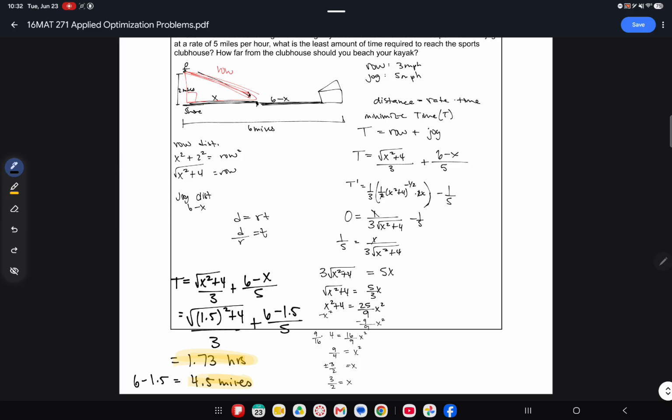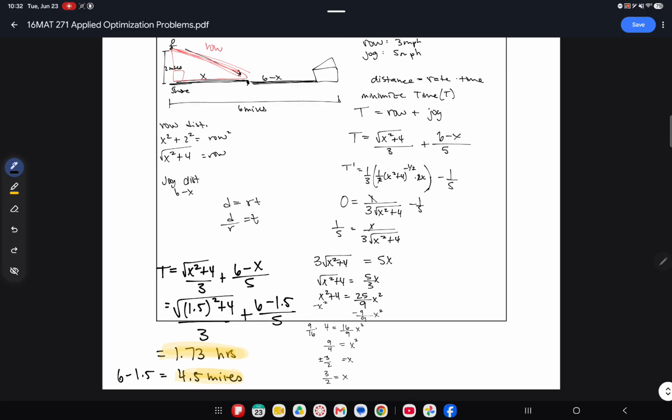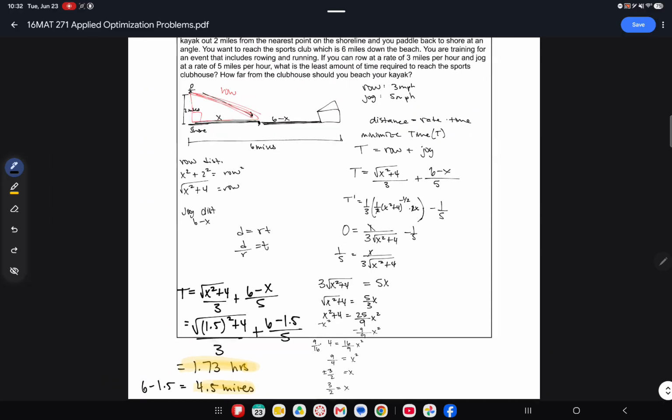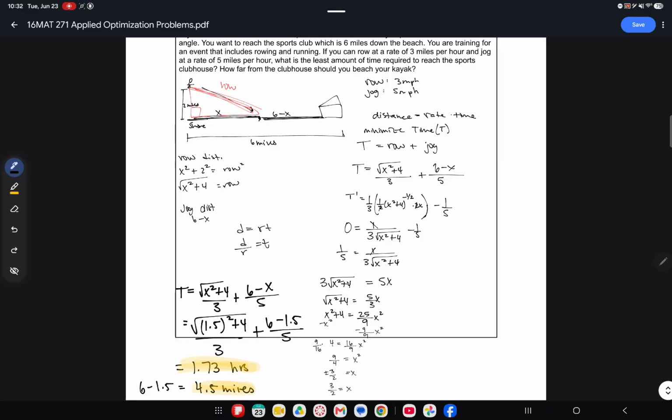And there we have it. Sorry, with all my little mistakes there, it took a little while. But there's optimization for you. So, if you have any questions, let me know.